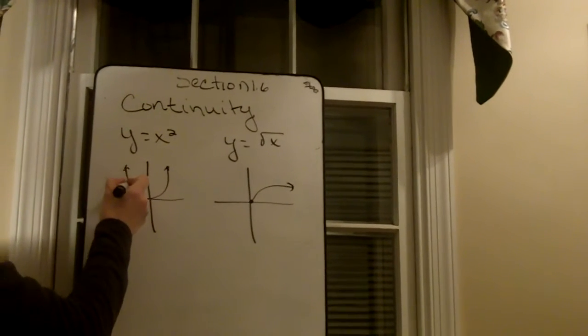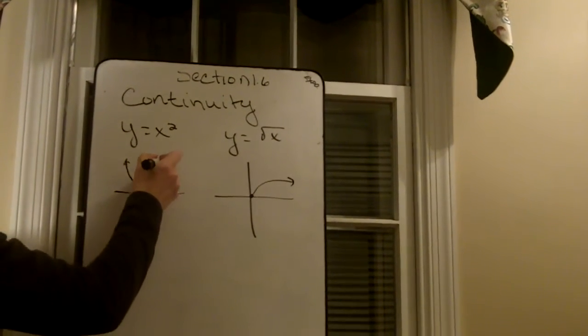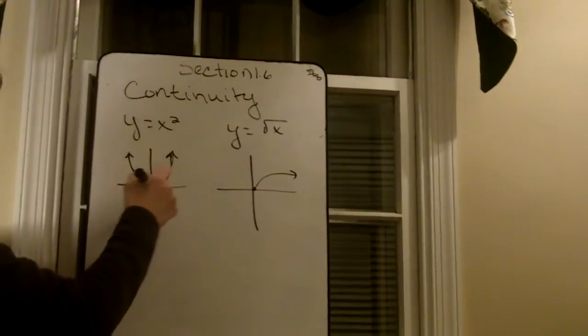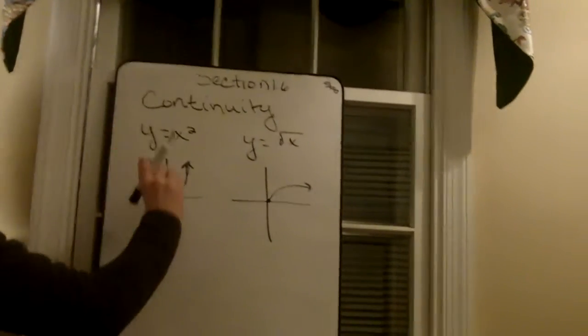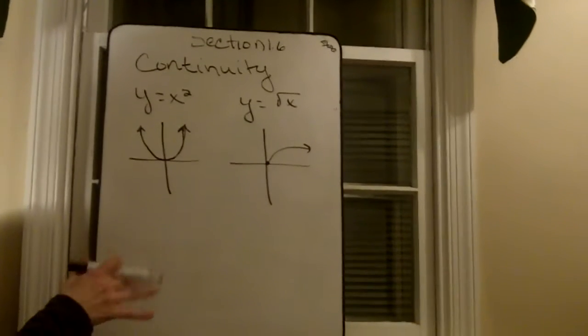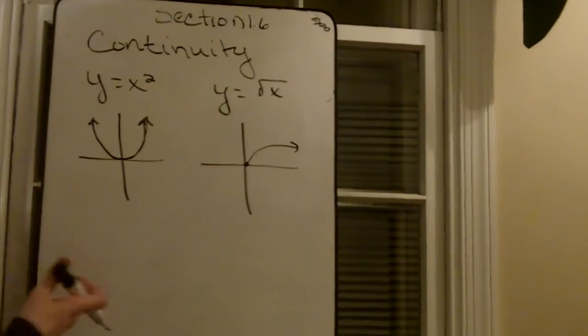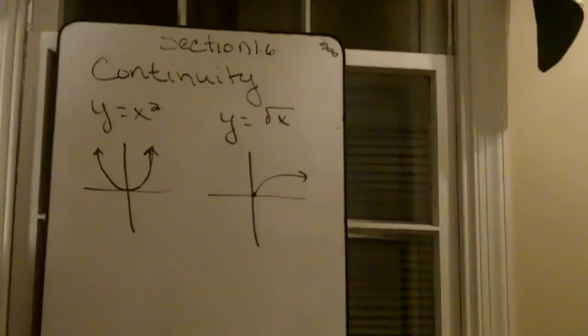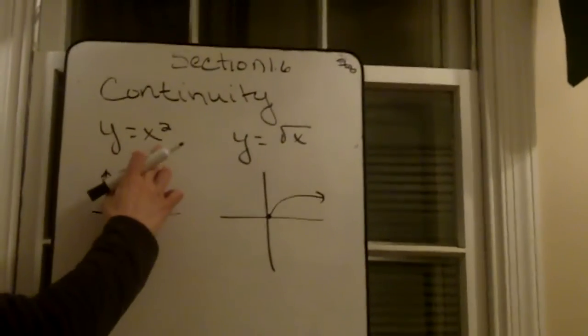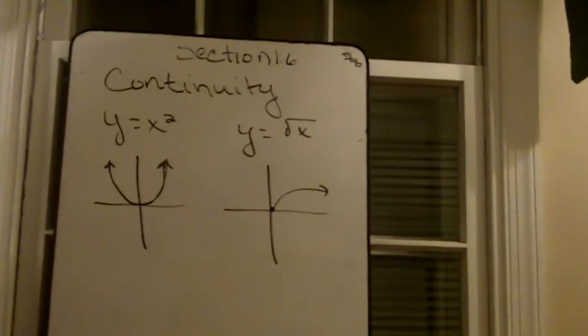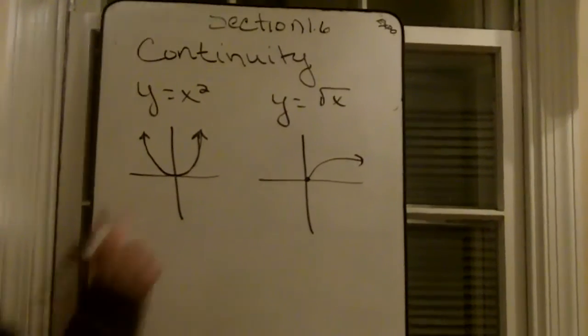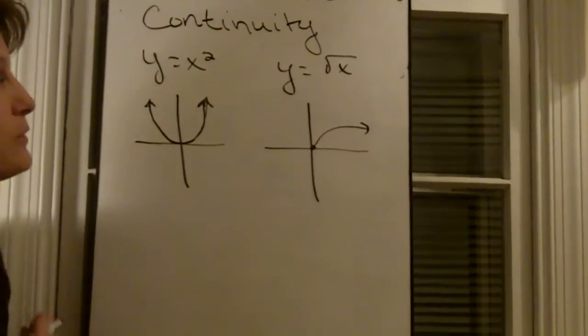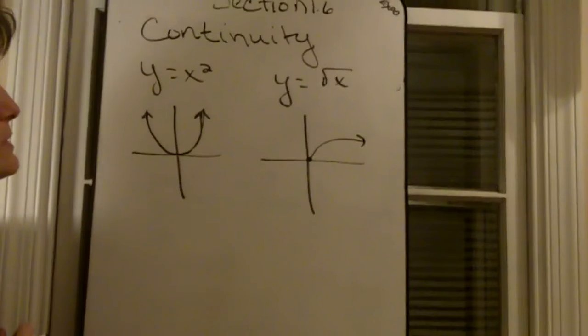parabola without having to lift my pen up, because every point on that parabola is connected to the point before it, and there are no holes, there are no breaks, there are no asymptotes. It is a continuous function. In fact, all polynomials are continuous functions when you graph them. All rational functions, like the square root of x, are continuous functions.